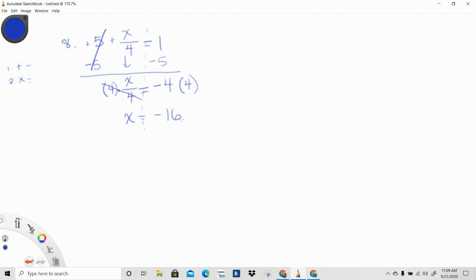The next one I want to do for you is similar, but it's got a negative sign in there, so it might be a little trickier for you. We have negative h over 3 minus 4 equals 13. This is number 9 on your homework page. So again, we're going to undo addition and subtraction first. So we're going to have to undo this subtracting of 4 by adding 4 to both sides.